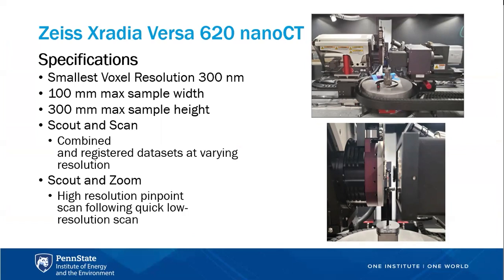We can use what is known as Scout and Scan, which allows you to register different scans so that they can be connected. So if you want to look at something at one scale and then go down to another, we can have all those connected. We also have a feature called Scout and Zoom: if you want to get an overall view and then there is something particular you find that you want to zoom in on, we can do a quick scan and then zoom into that feature.